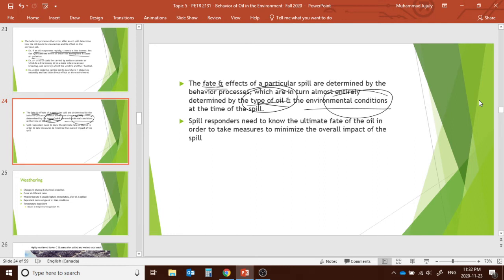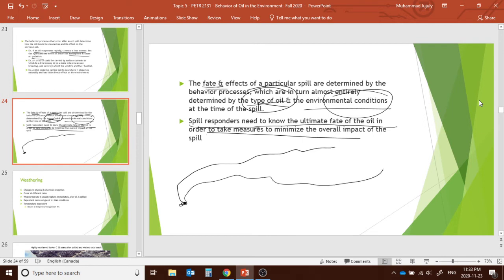Now the spill responders, or the persons or the company who are responsible to clean up the spillage, they need to know the ultimate fate of the oil. And that is exactly why we need to do the spill modeling. So for instance, this is the spill source, and after 3 days, the spillage will be in this area.